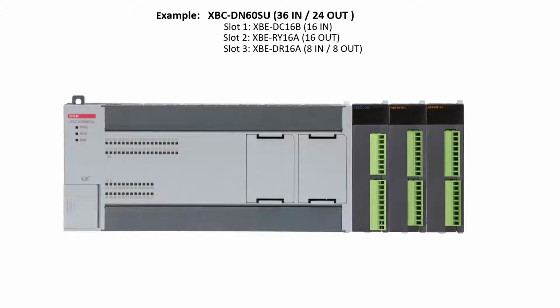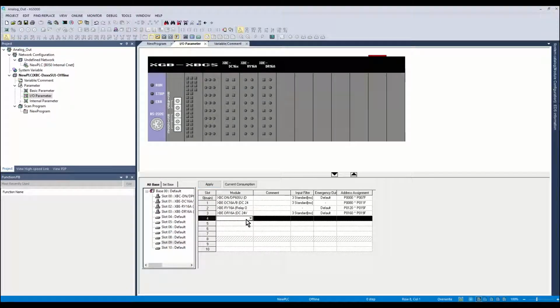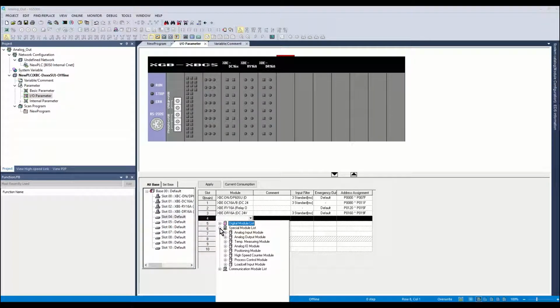This project will use an SU type PLC with three discrete modules. We will add a 4-channel analog output module to the configuration. From the I/O parameter screen, navigate to slot 4 and use the pull-down menu to open the special module selections. Open the analog output module selection menu.